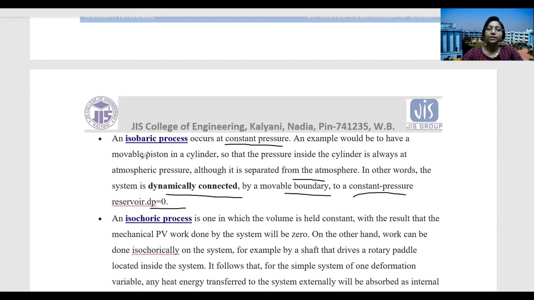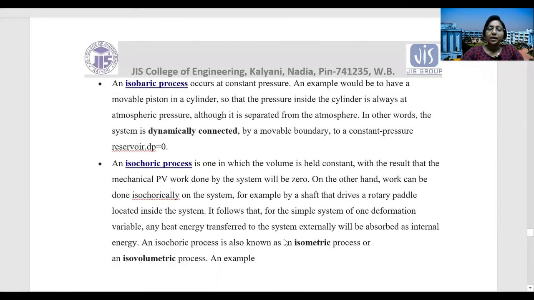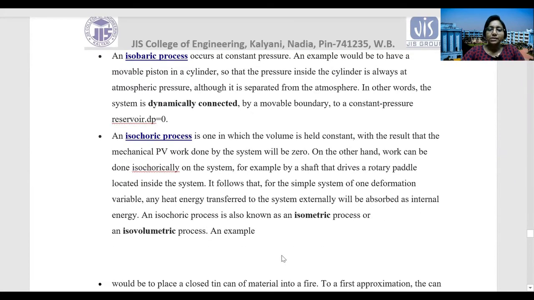Are you clear? So iso means similar. If it is isothermal, the heat, that means temperature, will remain same. If it is isobaric, it is related with the pressure, so pressure will remain constant. If it is isochoric, so what is the isochoric process? It is related with the volume, so volume will remain same.